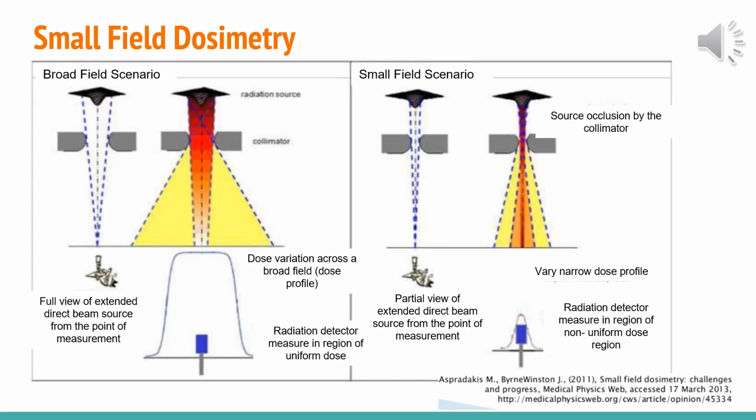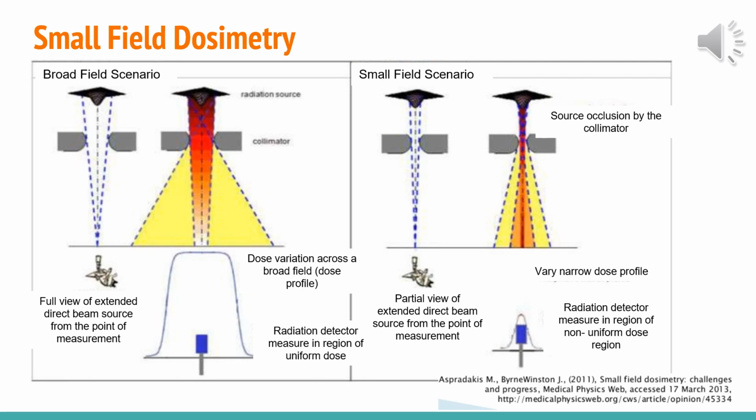Dosimetry. The first scenario was shown as a broad field scenario, like a traditional field. On the top, there is a flattening filter, and then we have a secondary collimator. And then there is a field of view extended direct beam from the source. Next to it is a profile shown with the dosimeter placed. On the other hand, small field scenario, where you can see the field partial view of extended direct beam of the source, and the profile shows the very narrow dose profile, and the detector size is greater as compared to the profile.